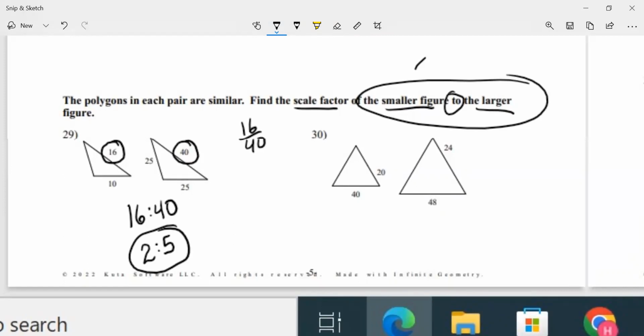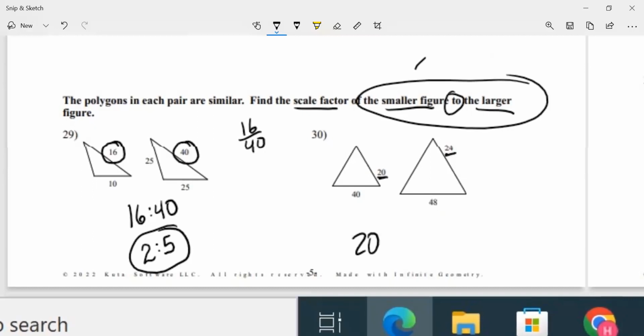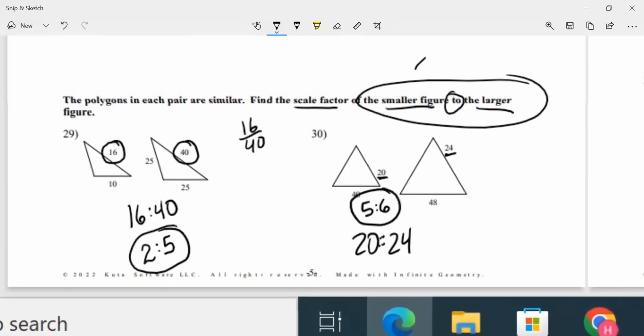Now let's take a look at number 30. Now I cannot choose number 20. Well, actually I could because it goes with 24. So I'm going to say, all right, 20 colon 24. If you can simplify your numbers, do so. In this case, I'm going to divide each by 4. So my answer will be 5 colon 6.